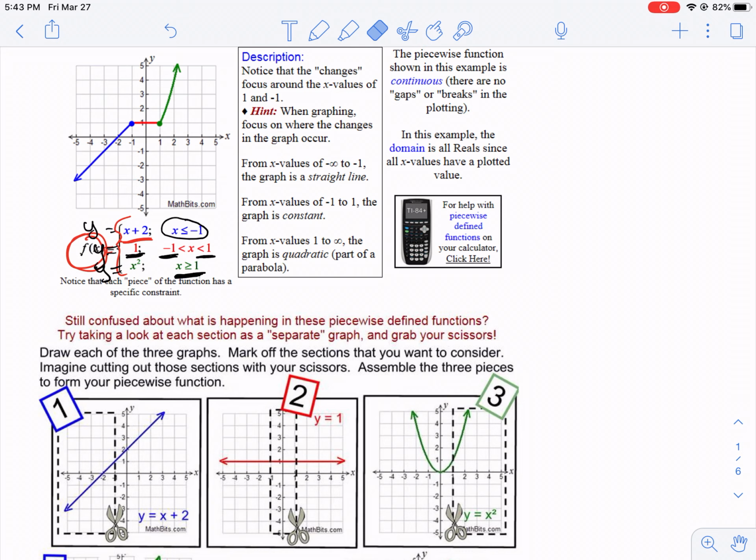Now, as you know, mathematicians like to be efficient, so instead of writing y equals or f equals three times, they're going to write the f of x once and say that it's equal to all of this stuff under these conditions over here on the right.